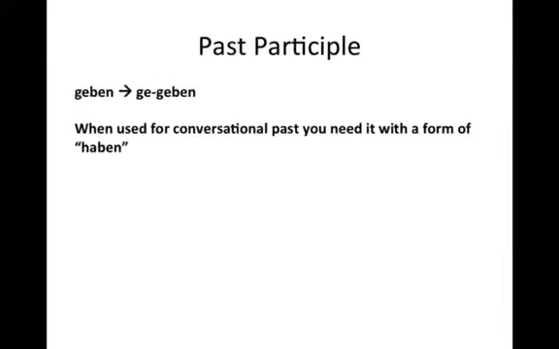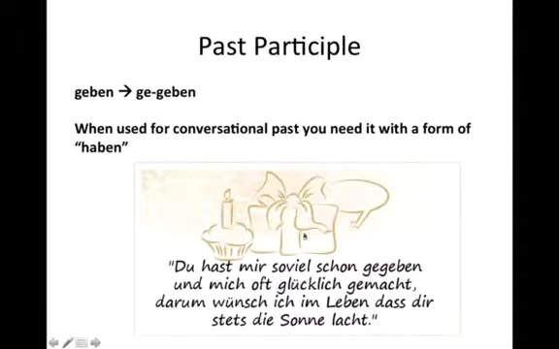Let's move on. We also want to think about what is the past participle of geben. Geben is simple because we know it's a vowel changer, so it doesn't change, it just adds the ge: gegeben. But when we use it for the conversational past, we need the form of haben with it, because geben does not indicate movement and it does not indicate change of state, so it's a simple haben-used past participle.